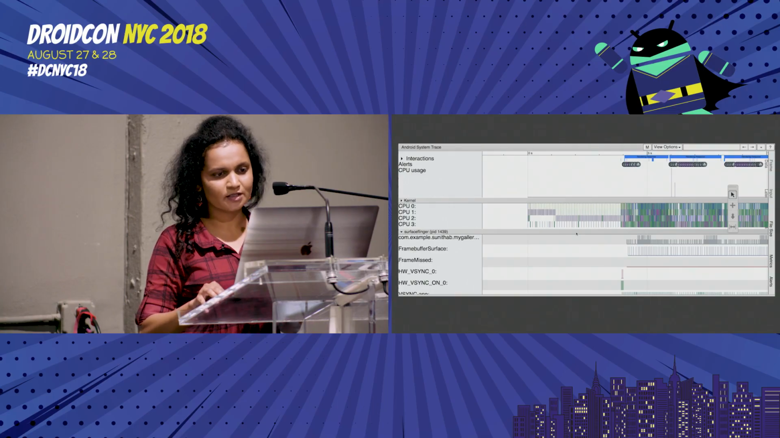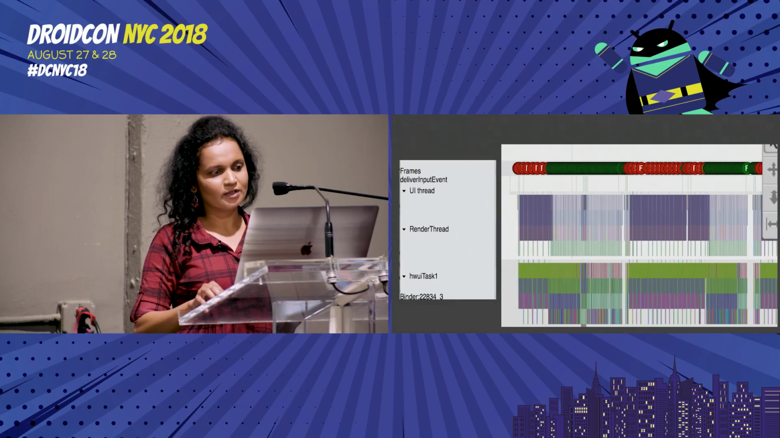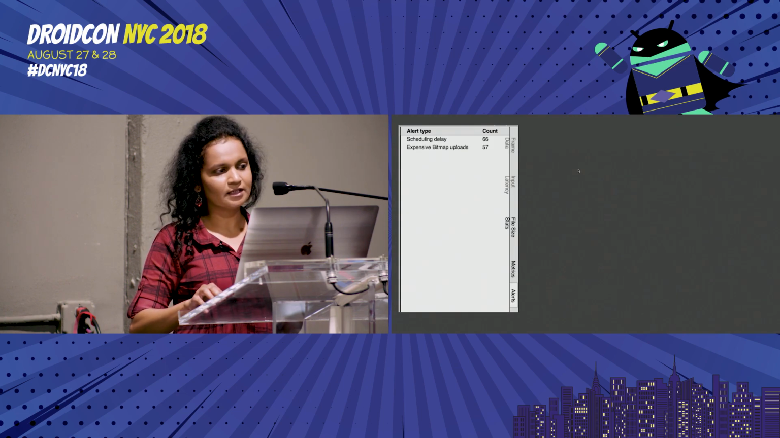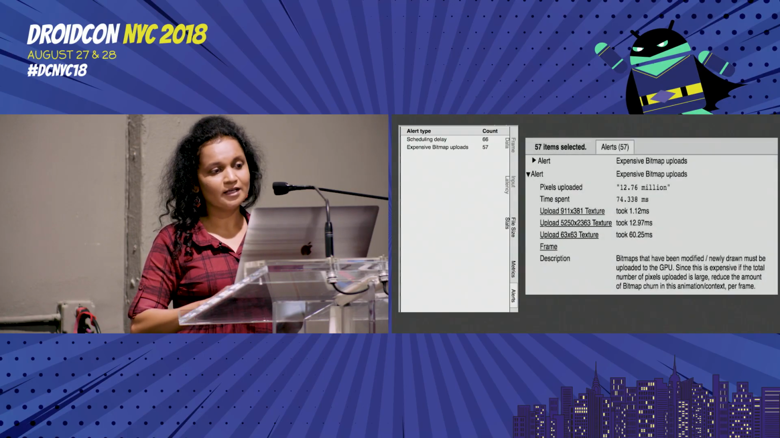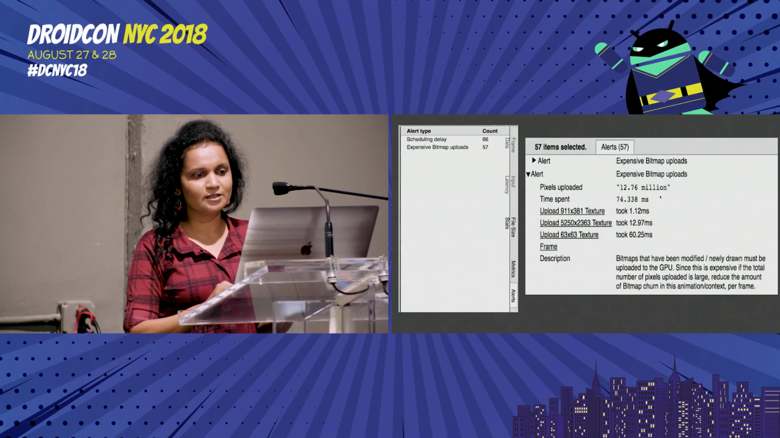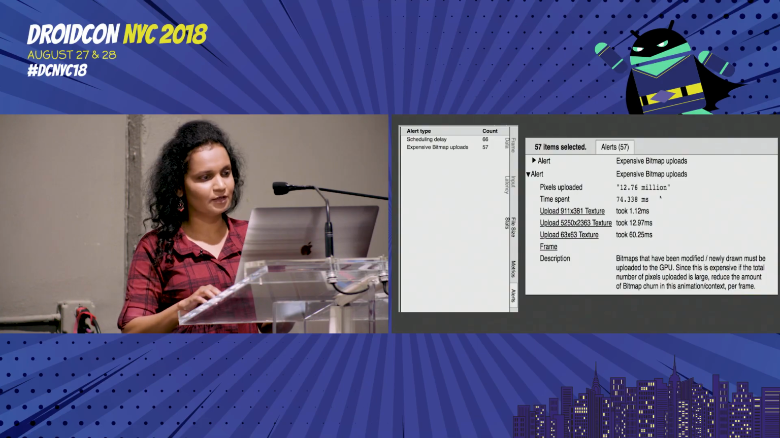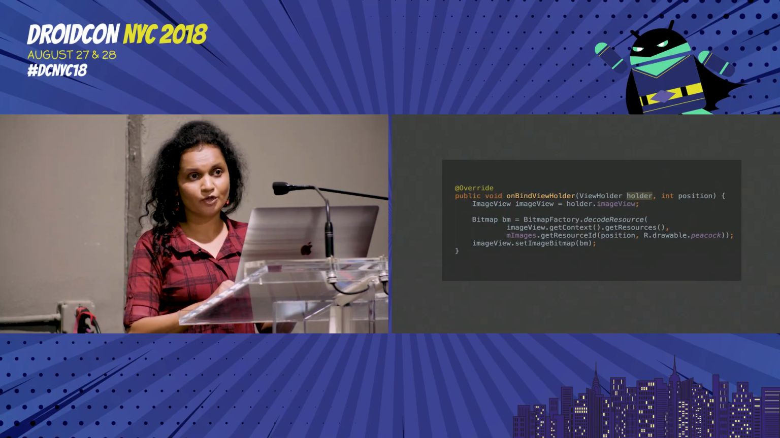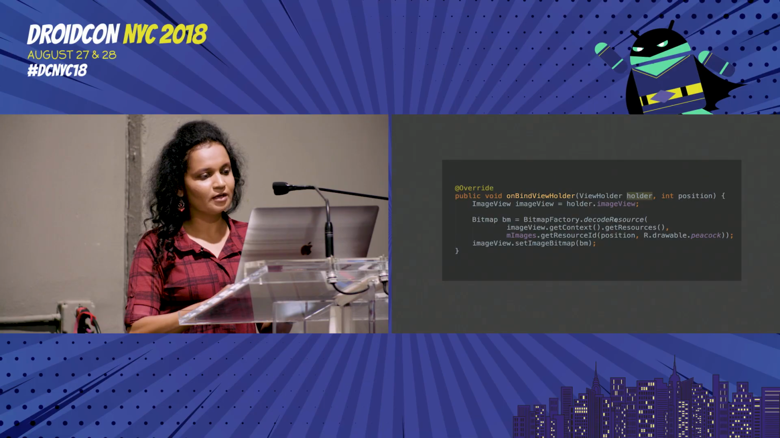This is what we saw earlier, and these are the frames that are missed, and these are the frames that worked okay. And here are the aggregated alerts, and here is the alert that indicates the exact issue with the missed frame. Once we know what the problem is, let's go back to the original code and take a look at this. So what am I doing here? I'm just decoding a resource and assigning that bitmap value to the image view.